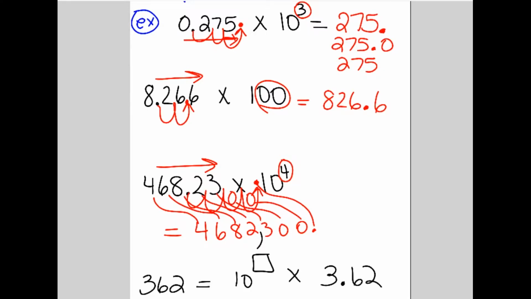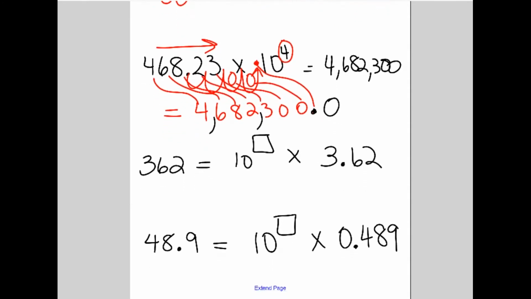It would have, remember you start backwards, 1, 2, 3, comma, 1, 2, 3, comma. So it would be 4,682,300. And then we have our decimal point here. Of course, I could put a 0 after here, but it's not necessary. My answer could just be 4,682,300. Let's go down and do the next 2 problems.